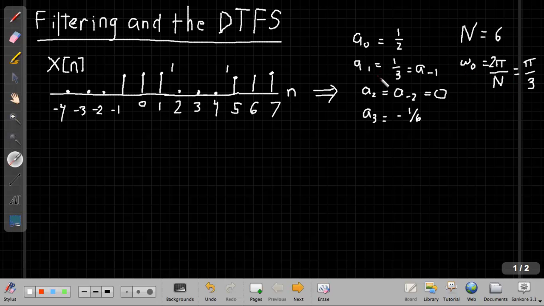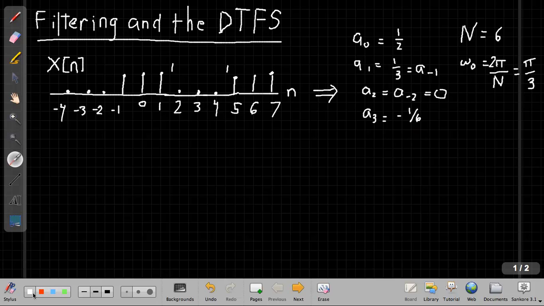Then we went through the Fourier series equations to find that for this signal the Fourier series we needed 6 coefficients. A of 0 was a half, A of 1 was a third, and by symmetry we found A of minus 1 is also a third. A of 2 was equal to A of minus 2, which was 0, and A of 3 was equal to minus a sixth. And this is all in the previous video I've done. So if you're not familiar, you might want to go back and review it to see where these coefficients came from.